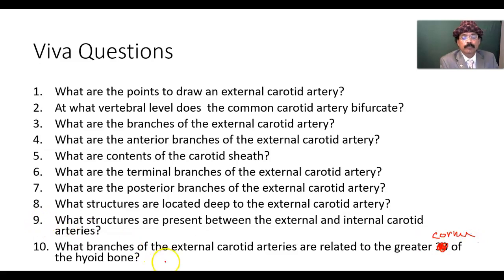What branches of the external carotid artery are related to the greater cornu of the hyoid bone? The superior thyroid artery is below the greater cornu, the lingual artery is at the level of the greater cornu, and the occipital artery is at the level of the greater cornu, and the posterior auricular artery is above the greater cornu. It is related to the posterior belly of the digastric muscle.